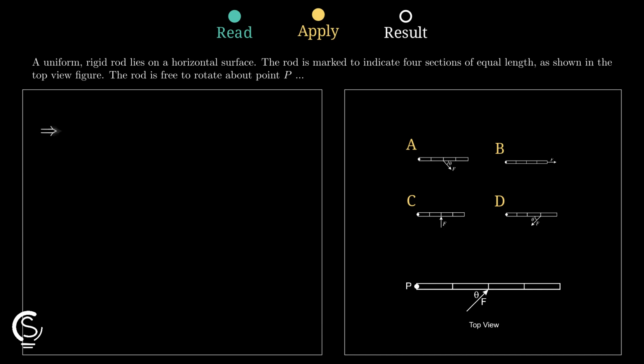In our original setup, the force acts at the midpoint with an angle theta. To beat that torque, we need a longer lever arm or a force applied more perpendicularly.